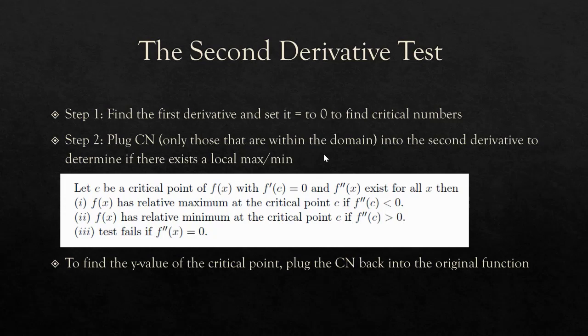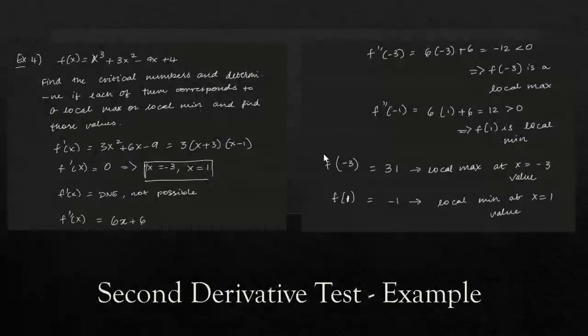And to find the y value of the critical point, because your x value is going to be your critical number, you would plug your critical number back into the original function that was given, not into the second derivative nor the first derivative. So with that, we will move on to an example.